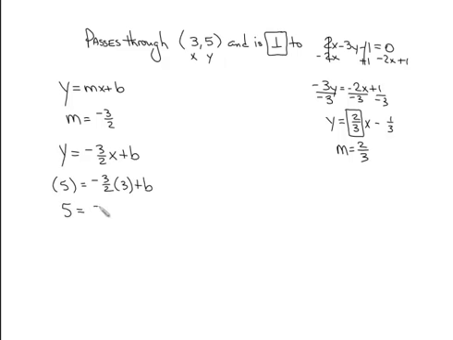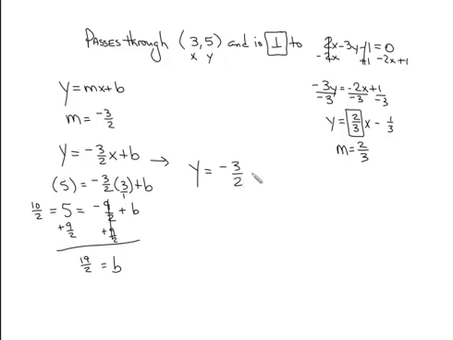So 5 is equal to negative 9/2. Remember, this is 3/1, not 3/3. We're going to add 9/2 to both sides. b is equal to, you get a common denominator. This is really 10/2 plus 9/2 is 19/2. And so this equation then is y equals negative 3/2 x plus 19/2. There's our equation in slope-intercept form through that point perpendicular to that line.